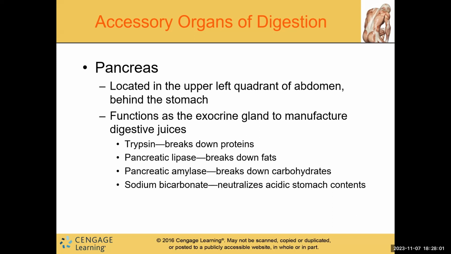Pancreatic amylase. So amyl means carbohydrates, and then ASE breaks it down. So pancreatic amylase will break down carbohydrates. Sodium bicarbonate neutralizes the acid in the stomach. So sodium bicarbonate is a base. We have acid in the stomach, and the sodium bicarbonate will actually neutralize it because we can't have acid going everywhere. It's going to burn all different parts of our intestines. So the pancreas will actually create sodium bicarbonate to neutralize it.